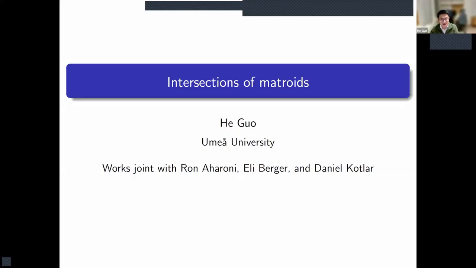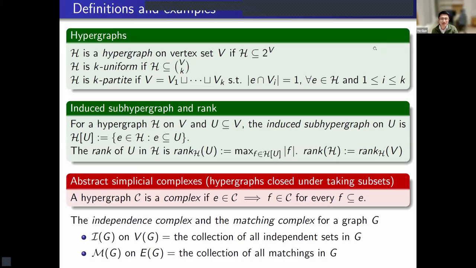Today I will tell you some results based on joint work with Ron Aharoni, Eli Berger, and Daniel Kotlar from Israel. Feel free to interrupt me if you have any question during the talk. It's okay if you do not know anything about matroids before. I will give you the basic definitions.